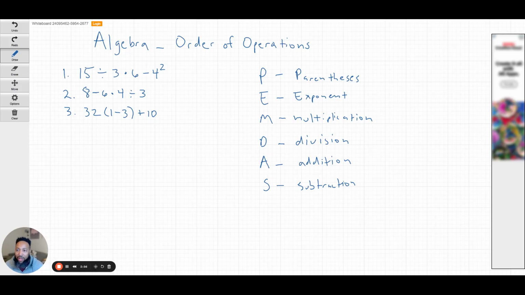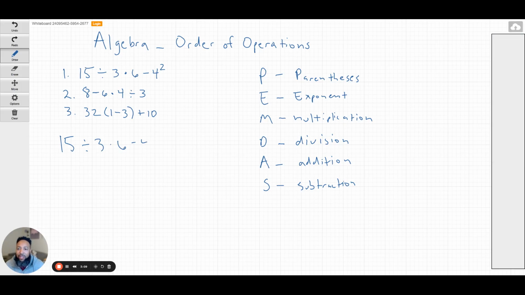We're going to start with number 1. So I'm going to rewrite the problem again. One thing that I always stress whenever you're completing math problems is to write the problem down. I think a lot of kids today are not doing well in math because they're too busy just looking at a computer screen and not writing the problem down. You're going to need to feel it and connect with it. You can't just perform problems just by looking at them on your iPad or on your desktop screen. You need to be able to write the problem down and connect with it. So we've got 15 divided by 3 times 6 minus 4 squared.